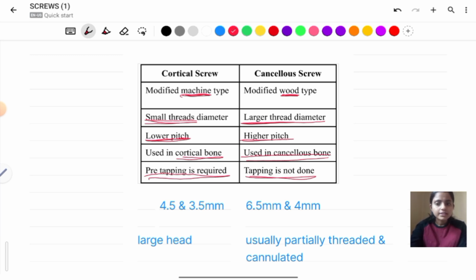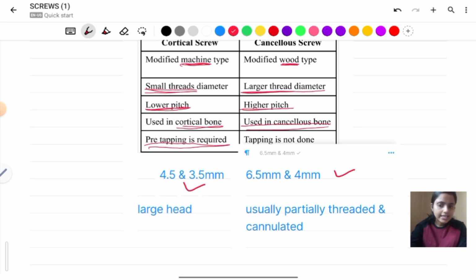The most commonly used sizes in orthopedics for the cortical screw are 4.5 mm and 3.5 mm, but for the cancellous screw they are 6.5 and 4 mm. And the cortical screw has a large head, and usually the partially threaded and the cannulated screws are the cancellous screws.